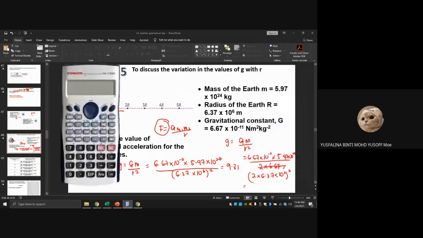Did you square the r? Sometimes you forgot to square the r. So that's why you got the different answer. 6.7 exponent negative 11, right?